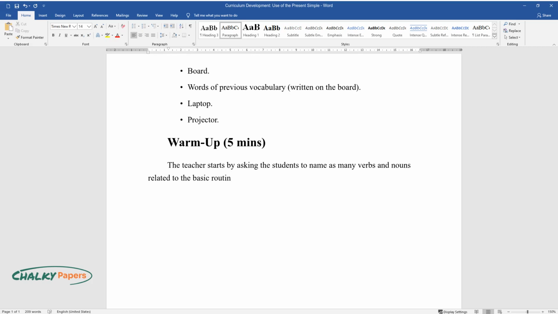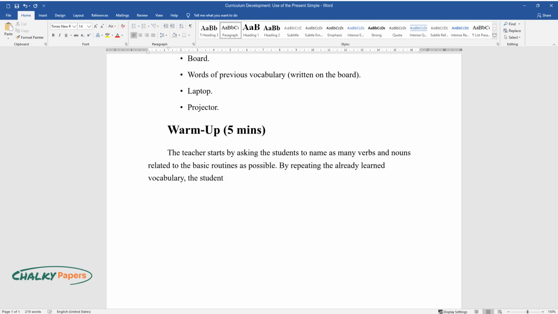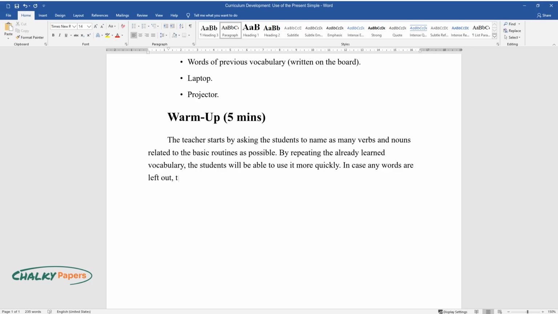the basic routines as possible. By repeating the already learned vocabulary, the students will be able to use it more quickly. In case any words are left out, the teacher writes them on the board for the class to see.